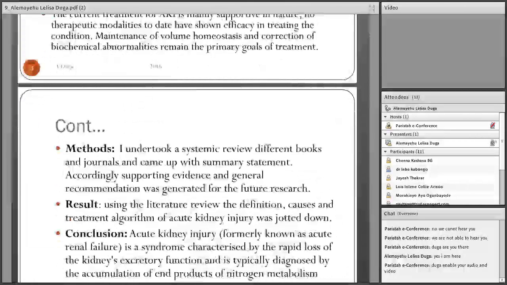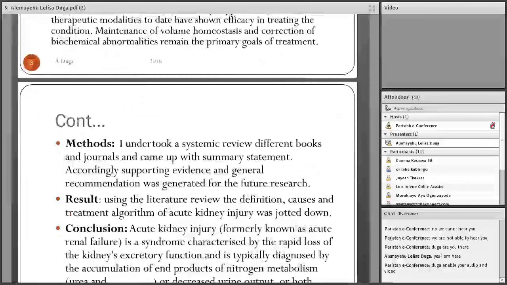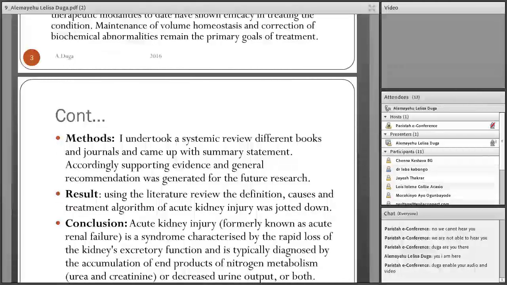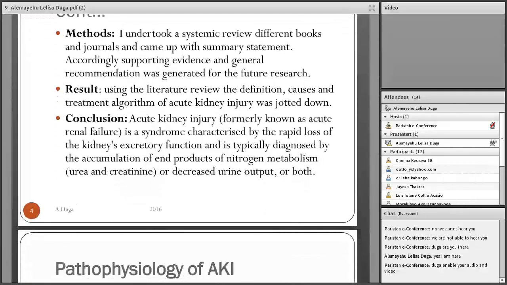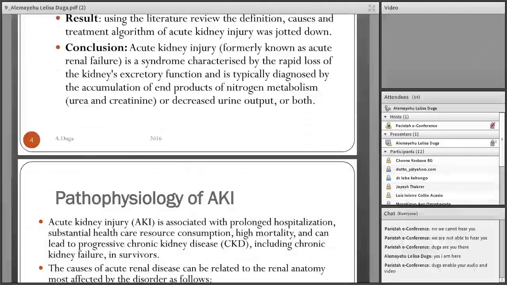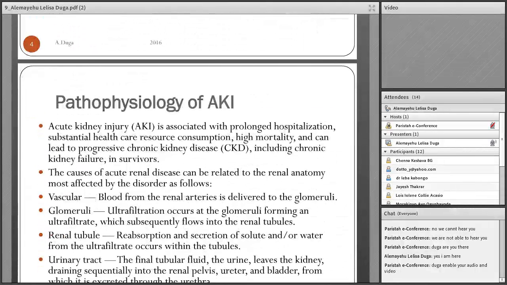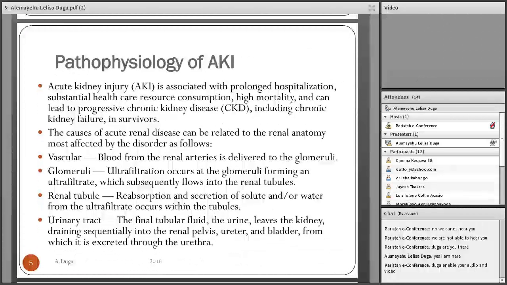Method of the study is a systematic review of different books and journals, and I came up with a summary statement. So results using literature review, the definition, cause, and treatment algorithm were jotted down, which I'm going to present shortly. So when I come to pathophysiology of AKI, acute kidney injury, it's associated with prolonged hospitalization, substantial healthcare resource consumption, high mortality, and can lead to progressive kidney disease.